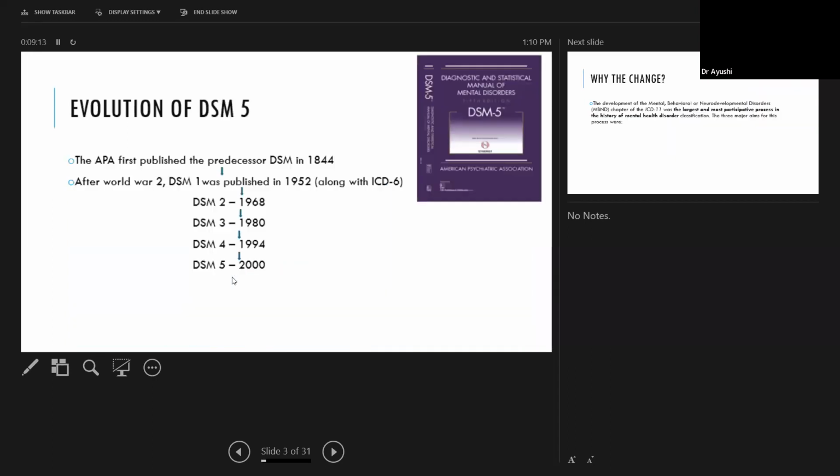Similarly, for DSM, the APA, American Psychiatric Association, first published the predecessor DSM in 1844. After World War II, DSM-1 was published in 1952 along with ICD-6. Then DSM-2 in 1968, DSM-3 in 1980, DSM-4 in 1994, and DSM-5 in 2000.